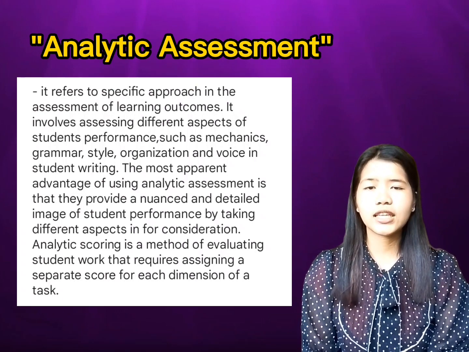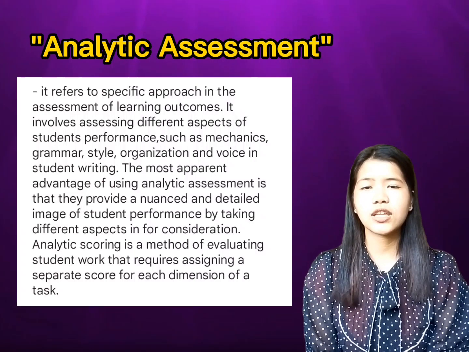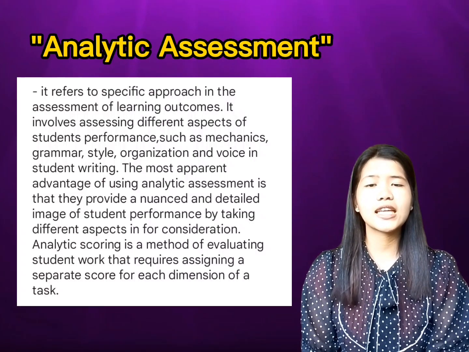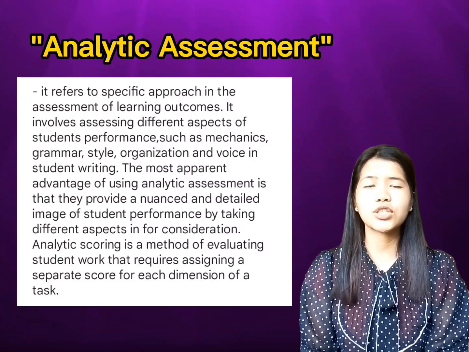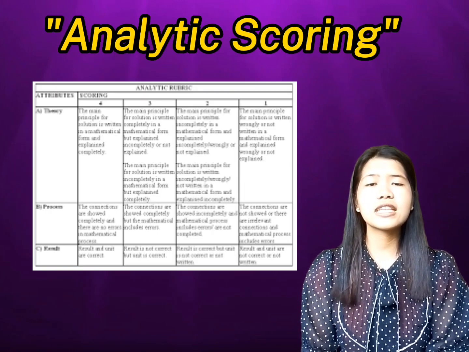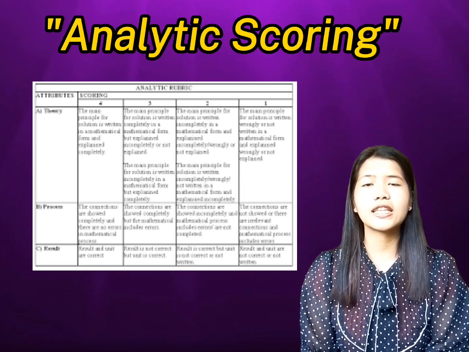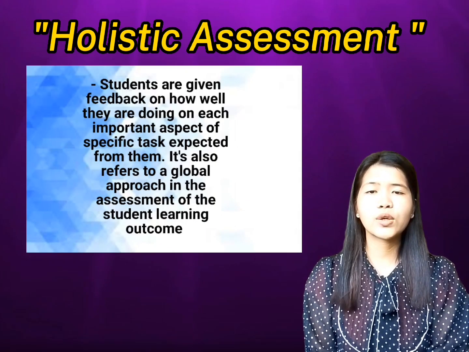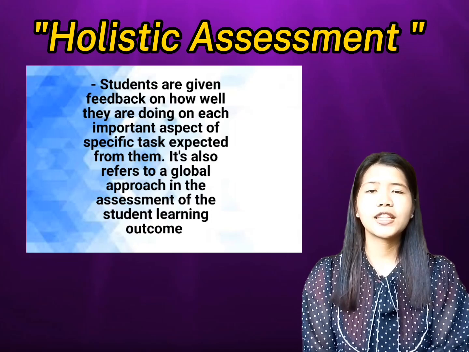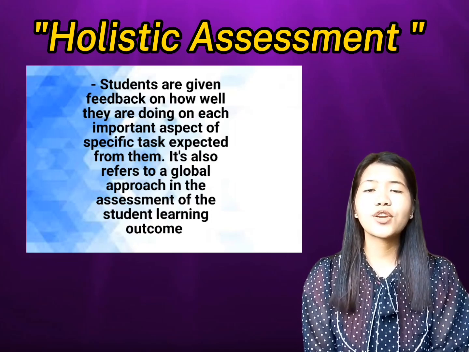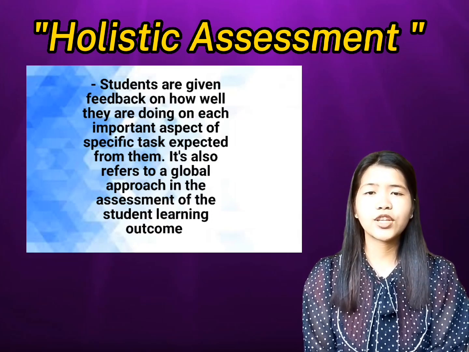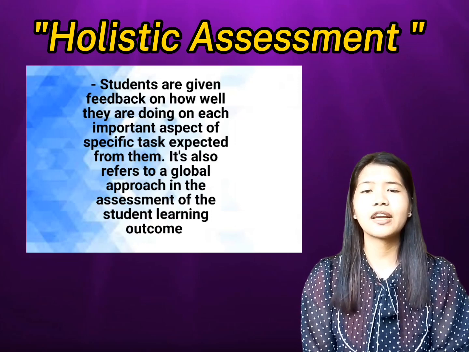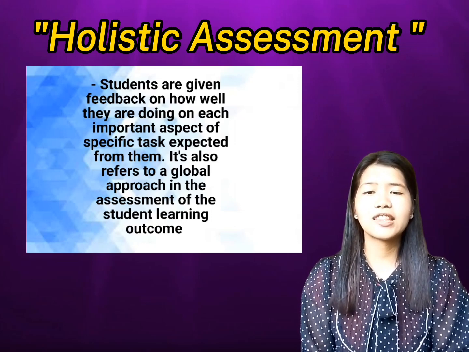Analytic scoring is a method of evaluating student work that requires assigning a separate score for each dimension of a task. As you can see, this is the example of analytic scoring. So moving forward to holistic assessment. In this procedure, students are given feedback on how well they are doing on each important aspect of a specific task expected from them.